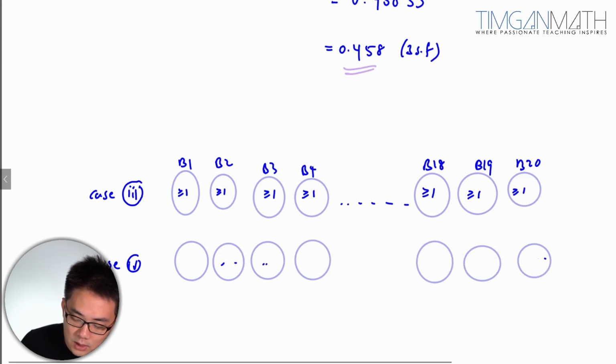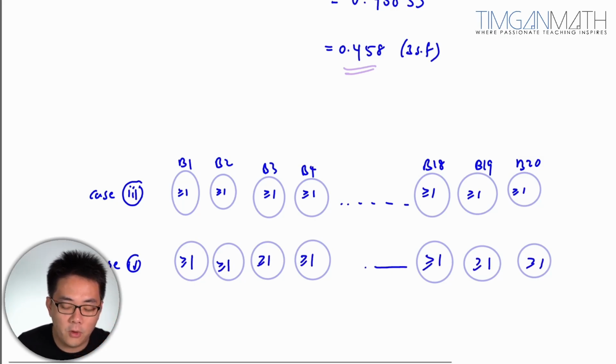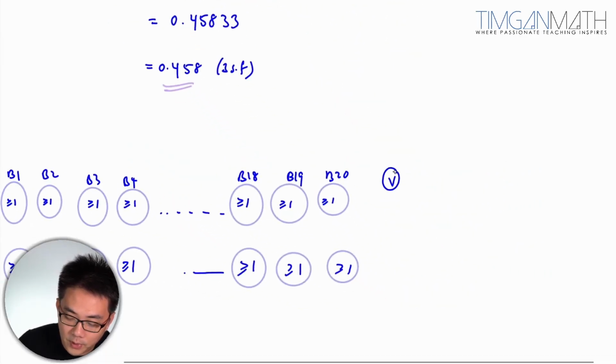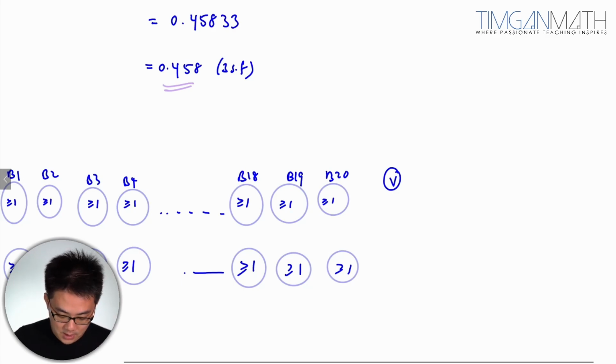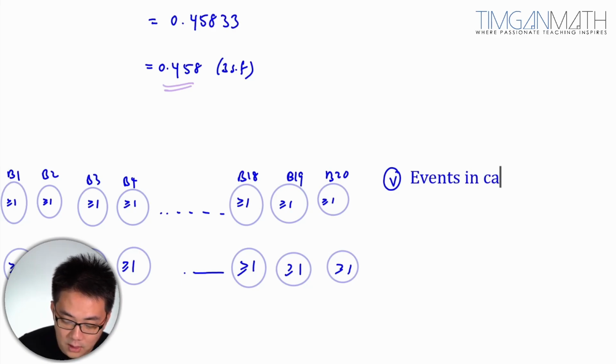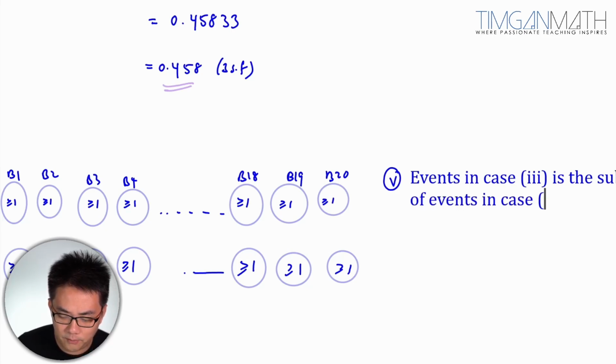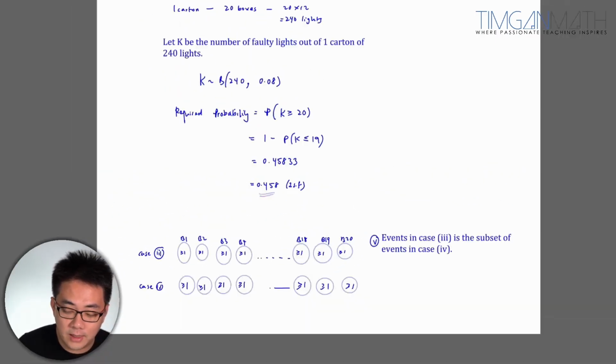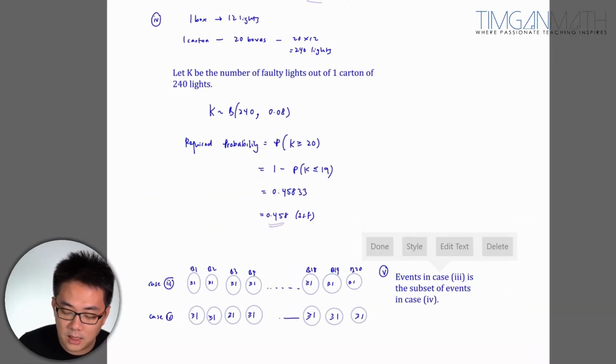So this is case 3. This is 1, this is 1, this is 1. So case 4 could also take case 3 in. So essentially, what you can write for part 5 is that events in case 3 are a subset of events in case 4. Okay, so that's all. It's 1 mark, so you just have to explain as such. Just say that it's a subset.